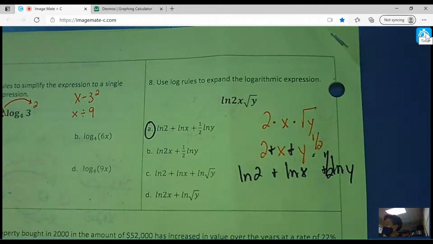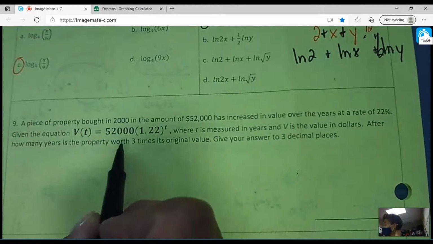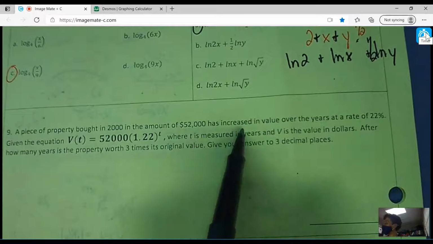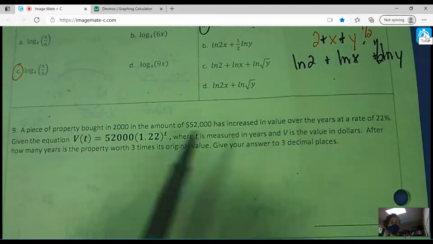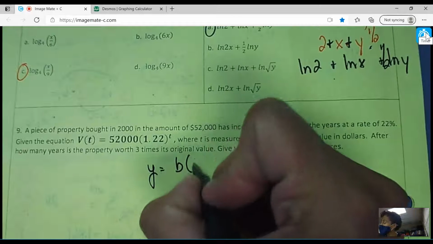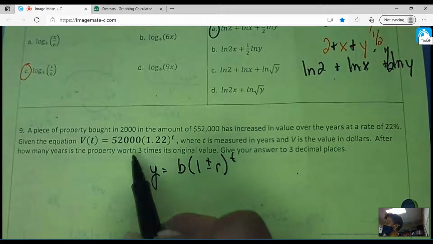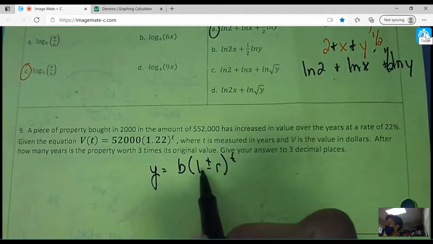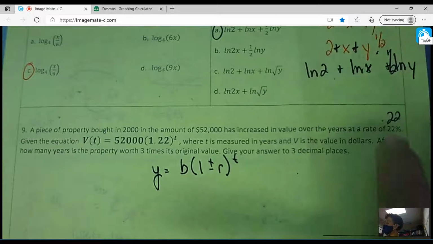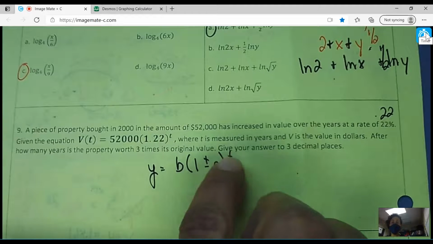All right, let's take a look at 9. So when you do get to this word problem, the problem's already going to be set up for you. But it says you bought a piece of property in 2000 for $52,000, and it's increased in value over the years at a rate of 22%. So this is the equation. They're just working off of this one from our last chapter. And we have our original amount, that's the $52,000. We have 1 and our percent rate, so 22% as a decimal. And since it's increasing in value, they took this number and added it to 1, and that's where they got this. And then our t.